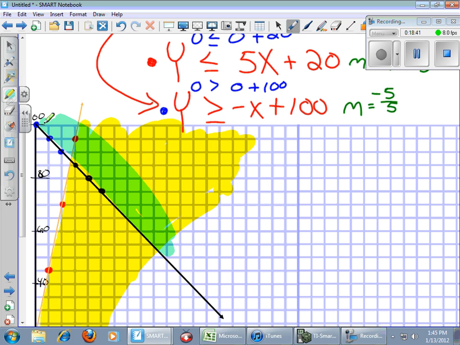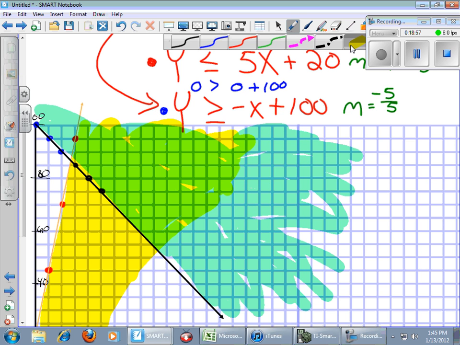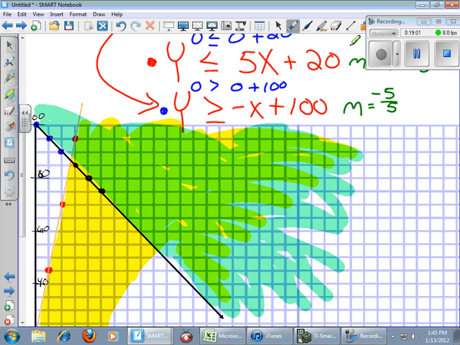And notice the green region is where my solution is. Of course, that green region is going to extend all the way out here, with only the x-axis and the line with the negative slope being its boundaries. So it's all here, all green. All right, so there you go. I solved the system of inequalities by graphing.